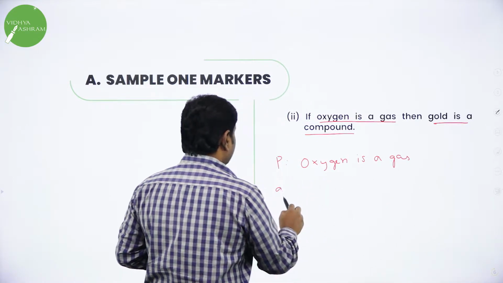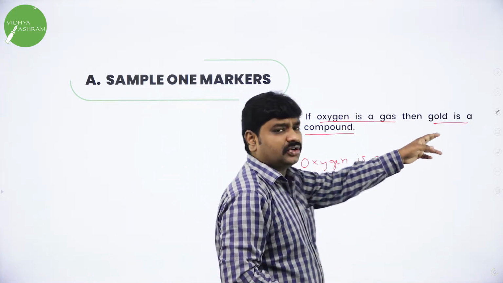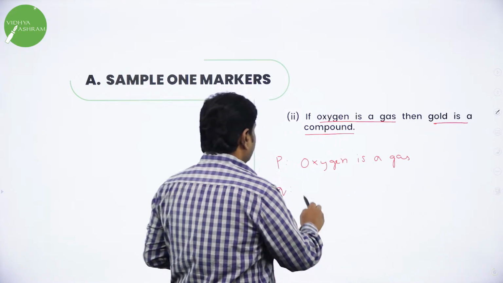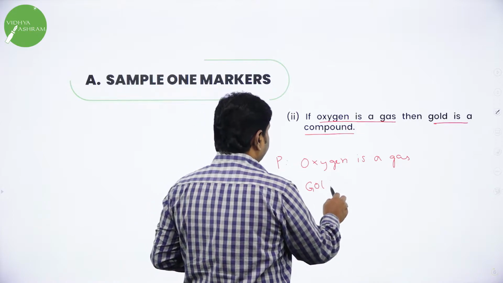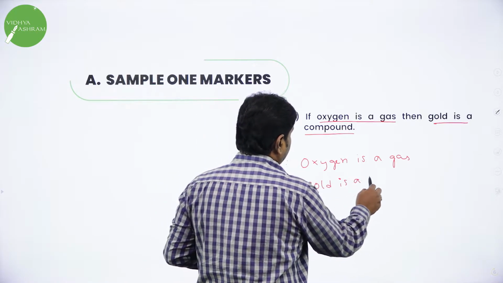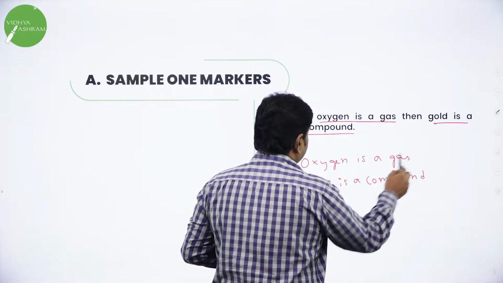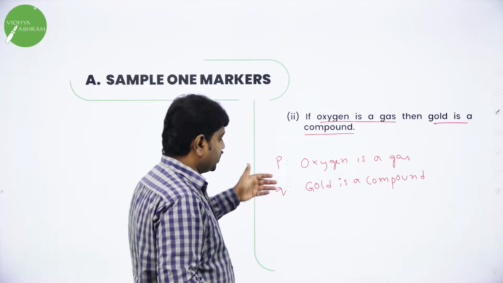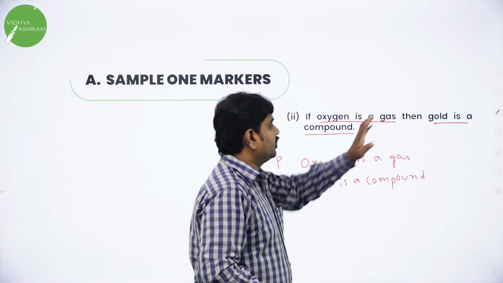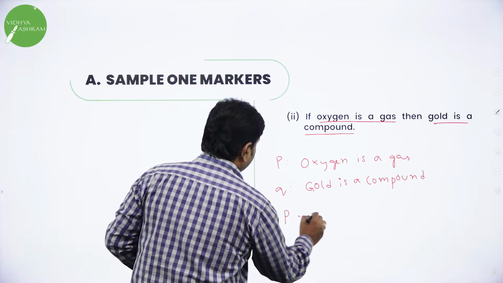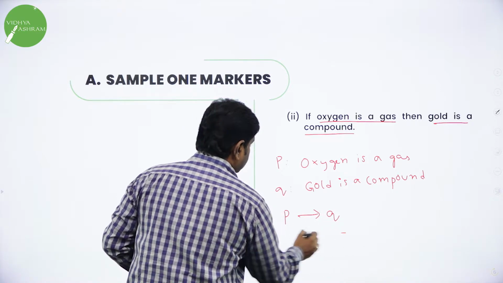And write Q. Whatever is after then, write that as Q. What is after then? Gold is a compound. Q, gold is a compound. Gold is a compound. Call it as Q. So now we wrote 2 different statements, and the connective is if then. So we'll write it as P implies Q. So this is the symbol.